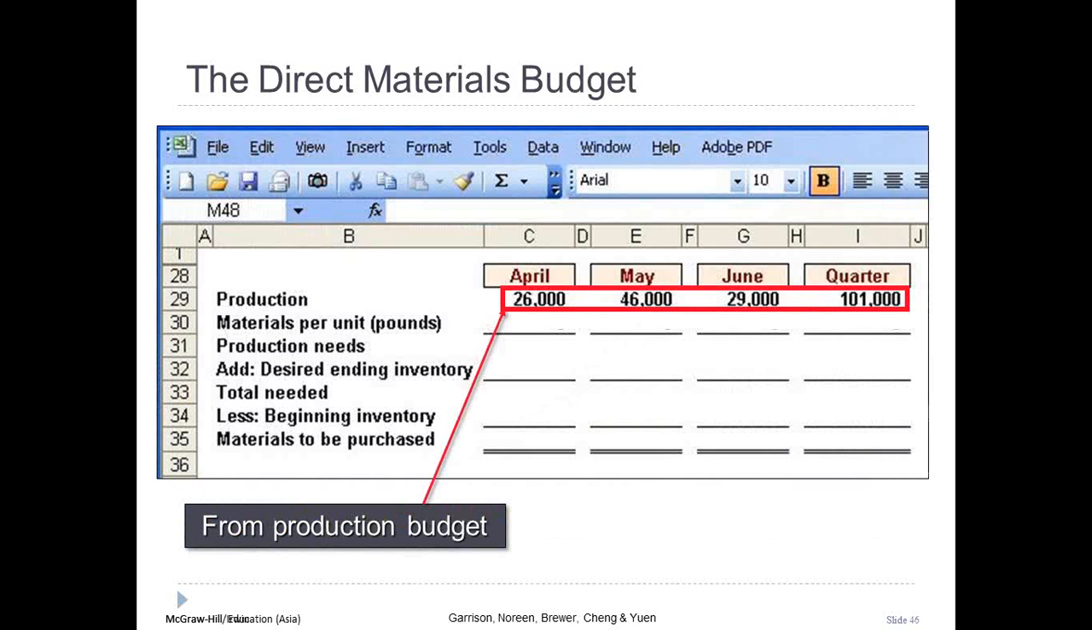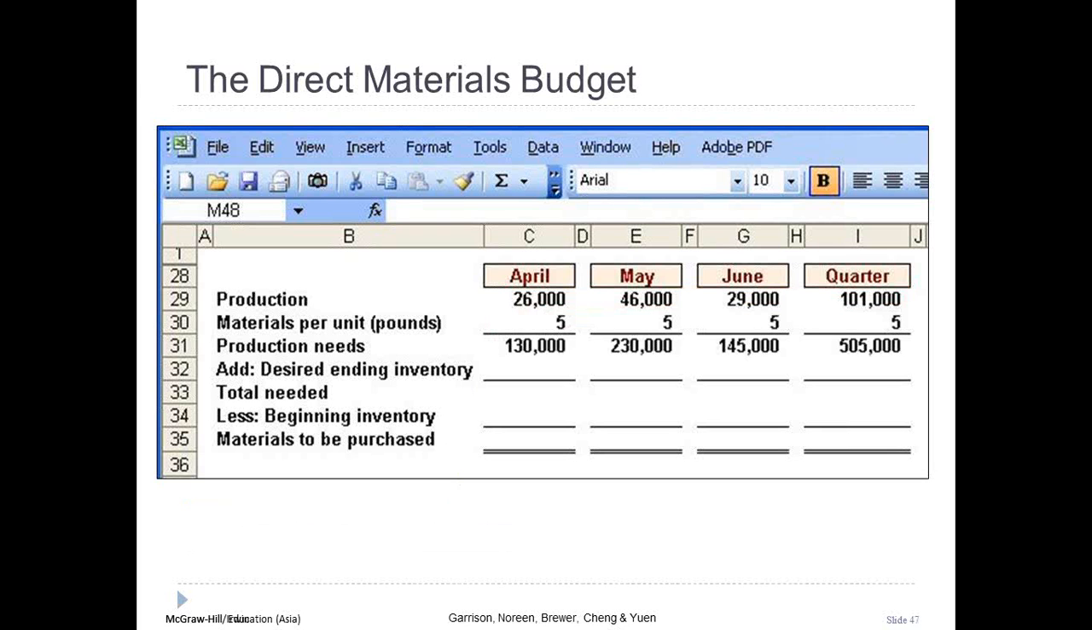The first step in preparing the direct materials budget is to insert the required production in units from the production budget. The second step is to calculate the monthly and quarterly production needs, which in this case are stated in terms of pounds of direct material.